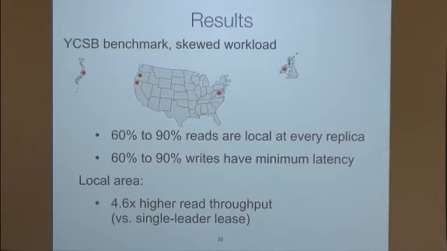In the local area, quorum leases also have the benefit of increasing read throughput. Because we can now do local reads at every replica, every one of our 5 replicas, read throughput increases by 4.6x.